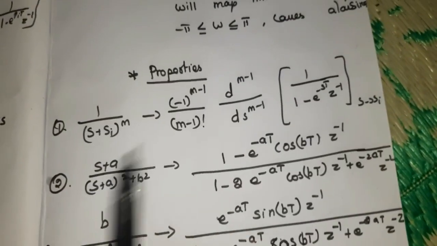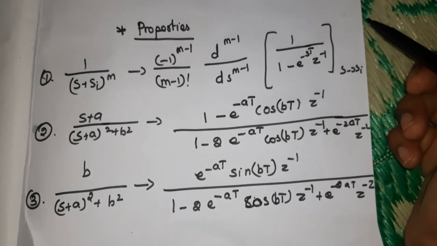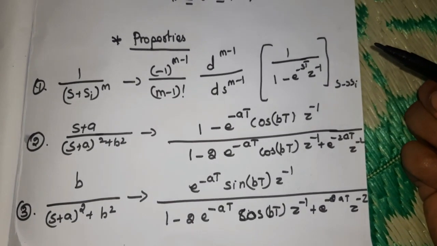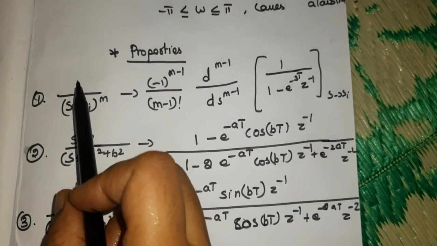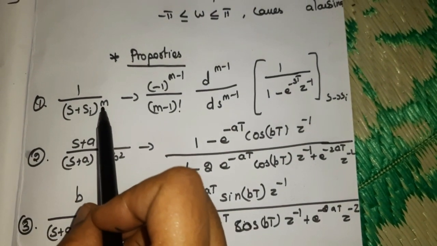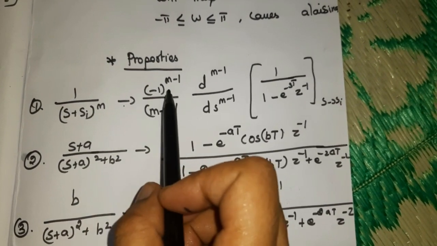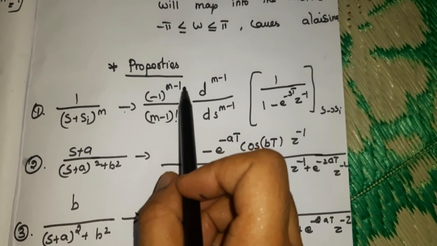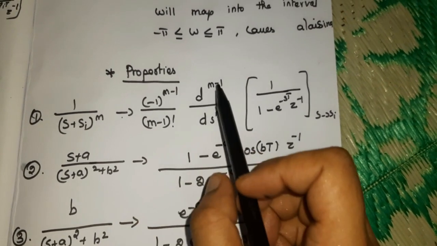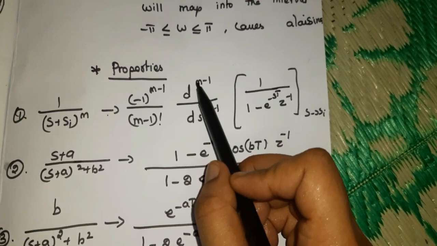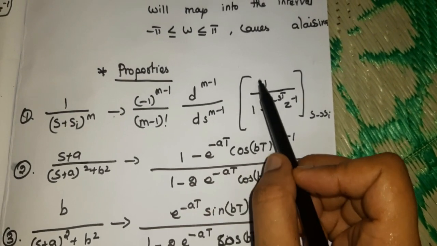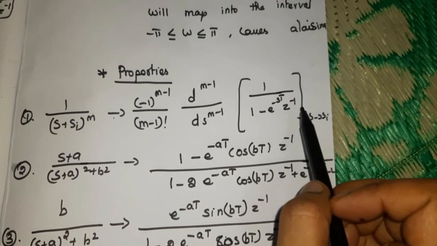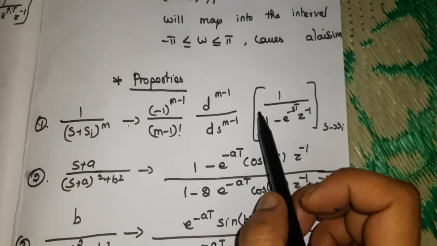And consider the properties of this method. If you memorize these three equations, we can solve the problem easily. So the first one is 1 divided by (s plus s_i) the whole power m, which can be mapped in the digital filter as (minus 1) power (m minus 1) divided by (m minus 1) factorial, the differentiation of order (m minus 1), of 1 divided by 1 minus e power minus s T z power minus 1, and s tends to s_i. And this is the first equation.